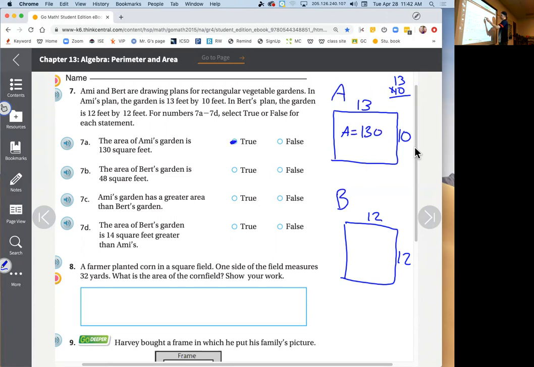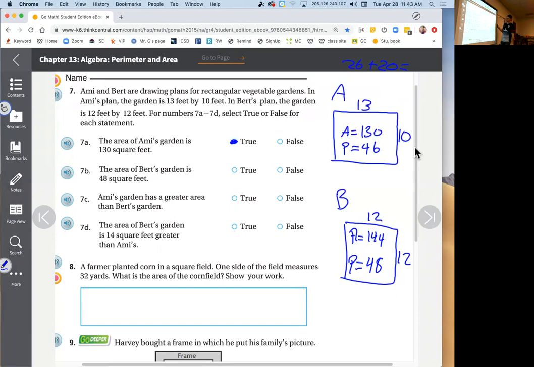So that one's true. If you wanted to just solve everything, you could just solve everything right now. What's the perimeter? 13 times 2 is 26, plus 10 times 2 is 20. Add that up and you get 46. Let's find out for Bart. The area equals base times height, which is 144, and the perimeter, 12 plus 12 plus 12 plus 12, you got 24, you got 48. The perimeter is 48.